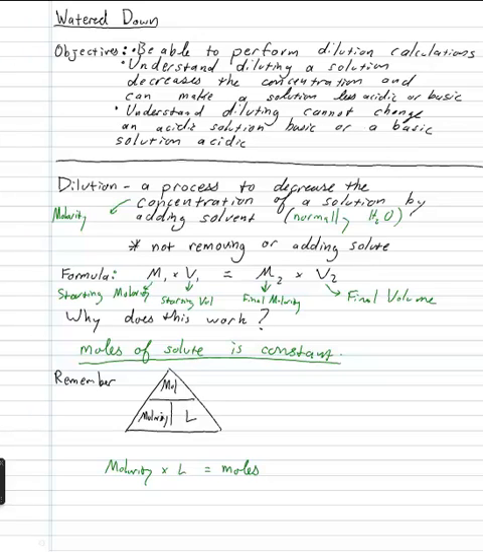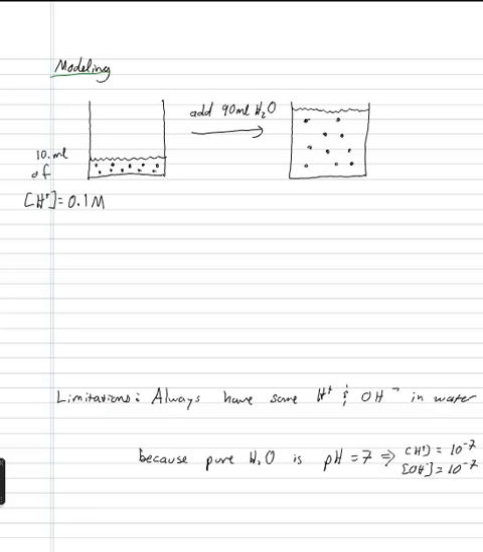So, let's do some molecular modeling of this here. Let's consider that we have 10 milliliters of acid at a hydrogen ion concentration of 0.1 molarity. Now remember, the pH of this solution is going to be equal to negative log 0.1, and that's equal to 1. So, a little pH review in here as well.